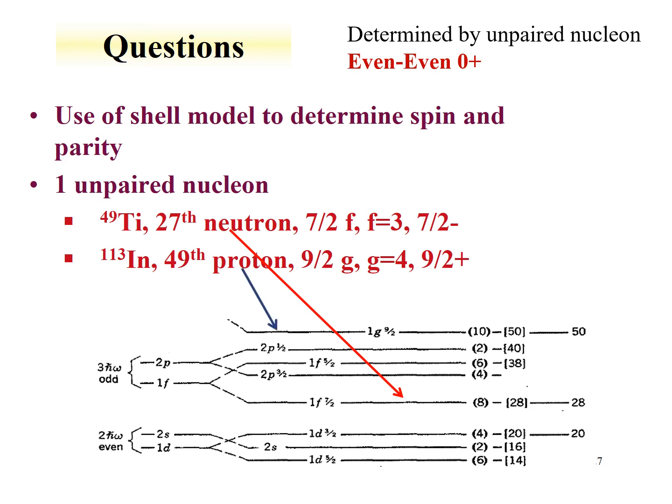Another example, indium-113: the 49th proton defines this element indium that lives here. It's a g 9/2. 9/2 is the spin, g is 4, so it's 9/2 plus. If you go to the chart of the nuclides and look up indium-113, you'll indeed see that spin and parity are 9/2 plus. This also indicates that these nuclei are spherical, since the shell model is used to evaluate and is based on spherical nuclei.